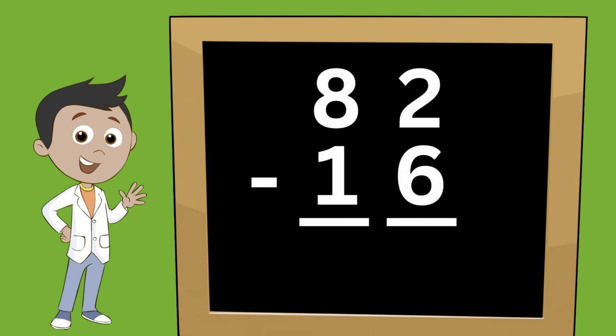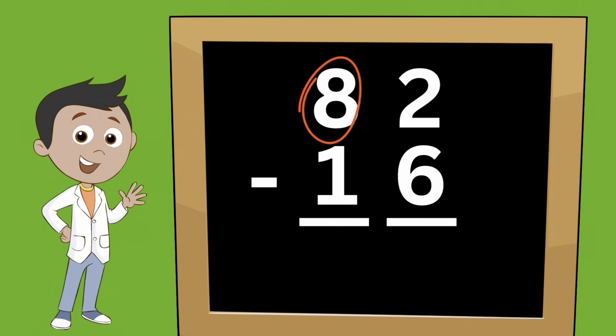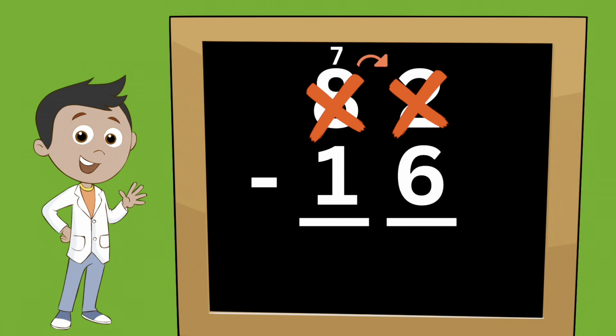82 minus 16. Let's start with our ones column. Can we take 6 away from 2? No, that's not possible. So we need to ungroup our tens and borrow 1 10 to come over to our ones column. If we take 1 10 from our tens column, our 8 will become a 7. We move our extra 10 over to the ones column, so our 2 is now a 12.